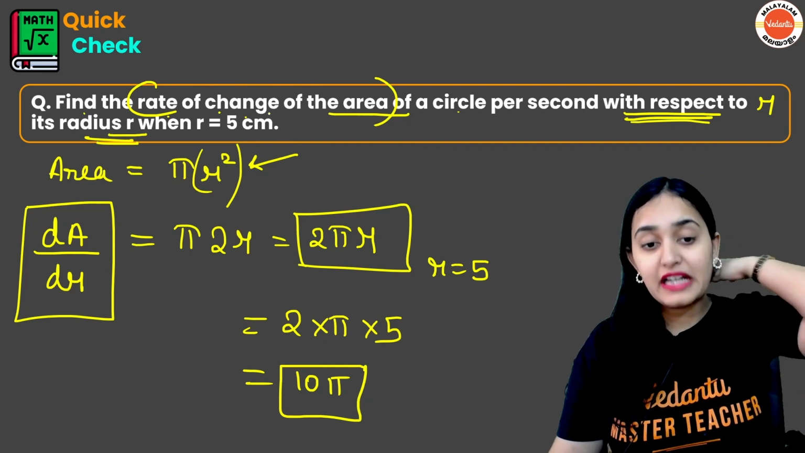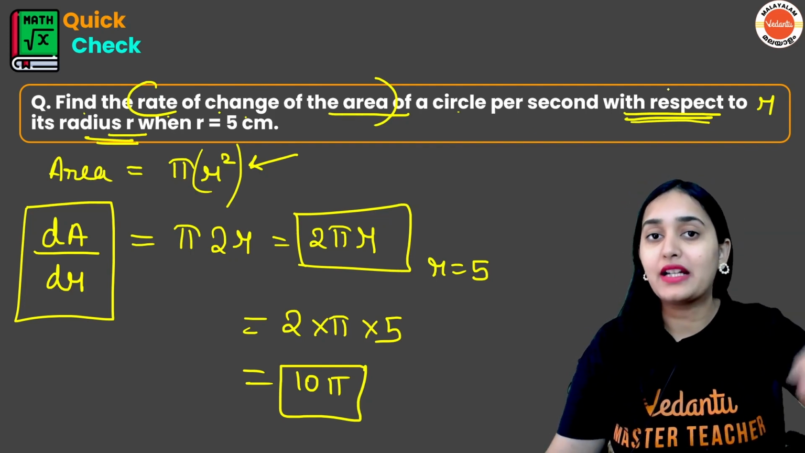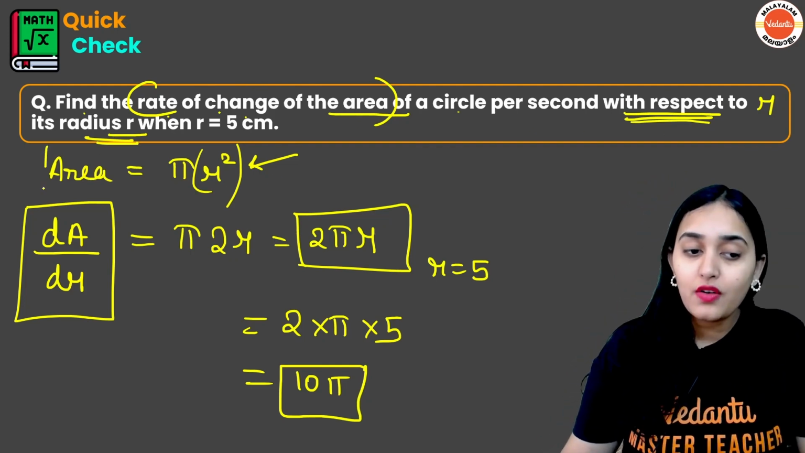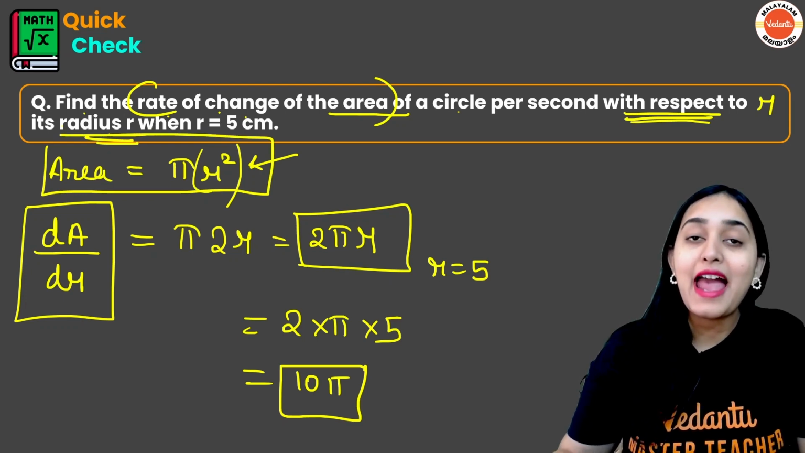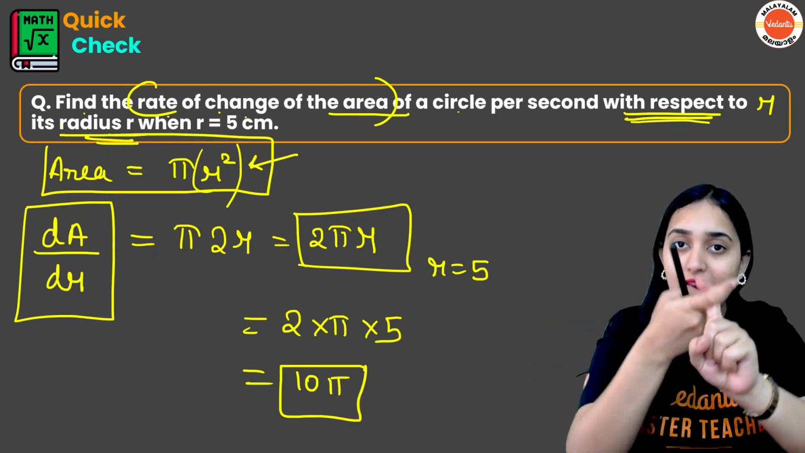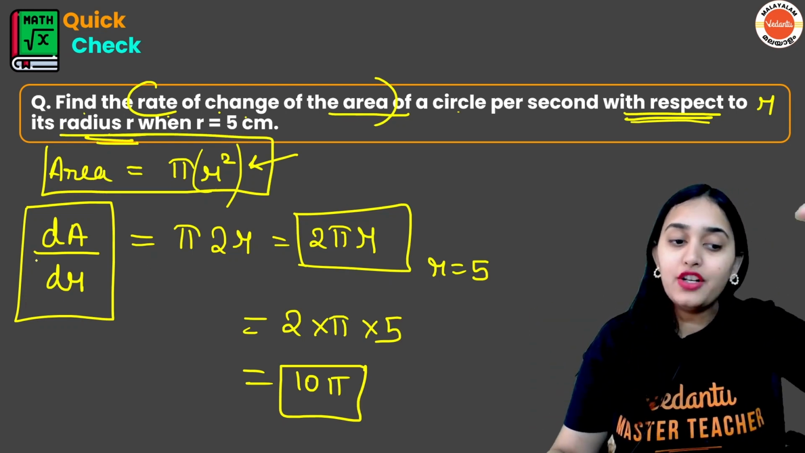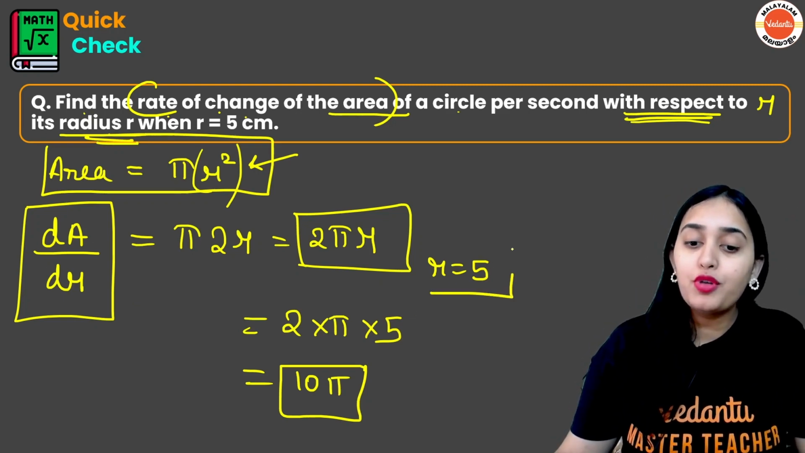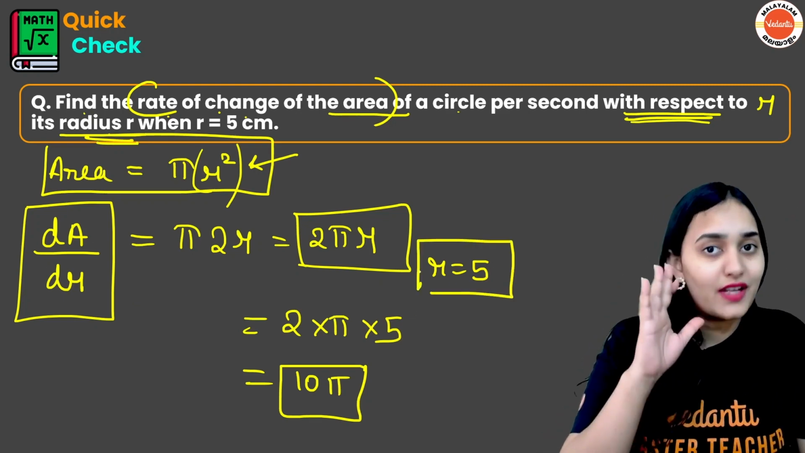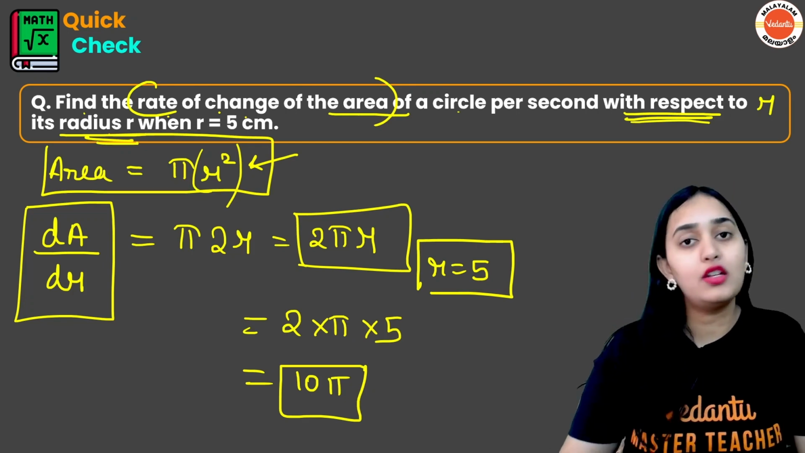That rate of change of area with respect to radius. So first you write the formula of area and radius, how they are interlinked. Then you differentiate it. Then you put the value of radius, whatever is given in the question. That's it. That's all you have to do.